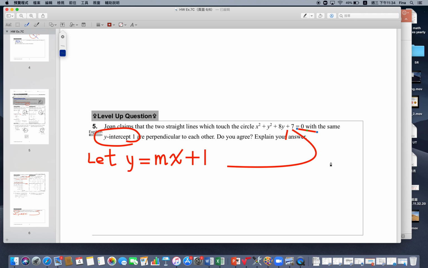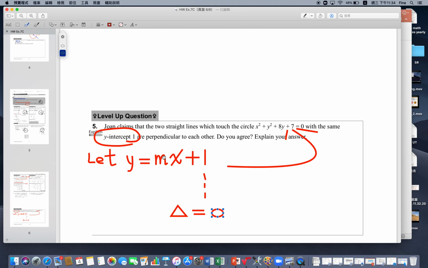Then try to substitute the equation of the straight line into the equation of the circle, and after some calculation, you will get the quadratic equation in X. I don't want to calculate it here; you can form the quadratic equation in X by the substitution. Next, try to set delta equal to 0. Then you can find the value of m. After you get the value of m, that means the slope of the straight line, try to check.